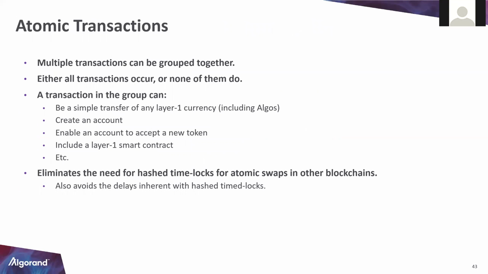Now, atomic transactions. This is something I'm really excited about. We thought about this for a long time, and we realized this is a critical feature that we want to support, which is simple. We want multiple transactions to be grouped together so that either all the transactions occur on the blockchain and get cleared, or none of them do. So that's what we mean by atomic.